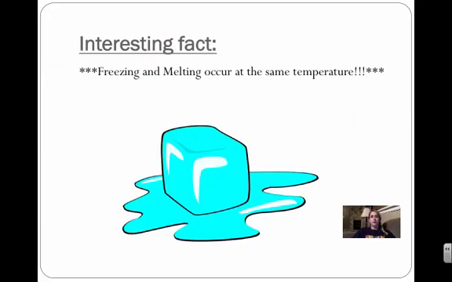Now, think about it for just a second. Freezing and melting, two totally different reactions, but they're occurring at the same temperature. At what point does ice start to freeze? Celsius, it's 0 degrees. So at what point does it also start to melt? 0 degrees. Freeze it, write that down.